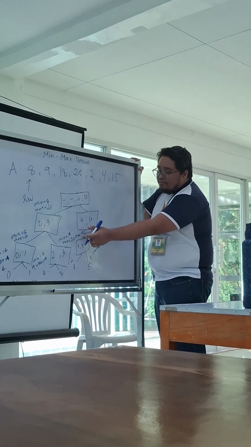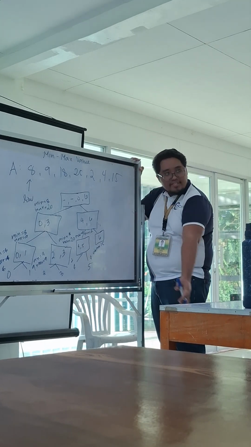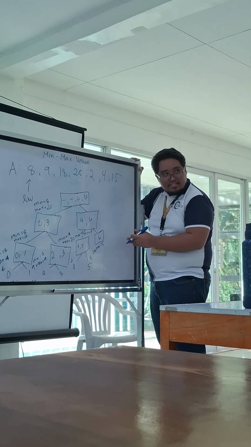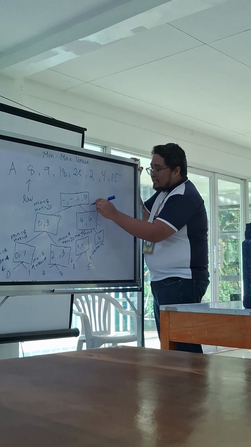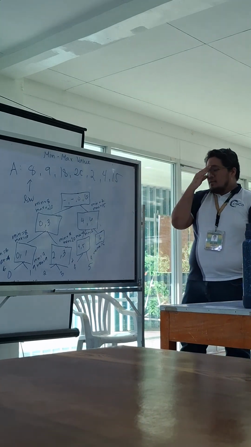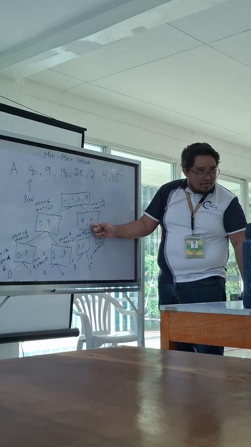Now we combine 4 to 6. The min on the left side is 2. The min on the right side is 15. So obviously the min is 2. The max is 15. Now we have the values for 0 to 3 and 4 to 6.